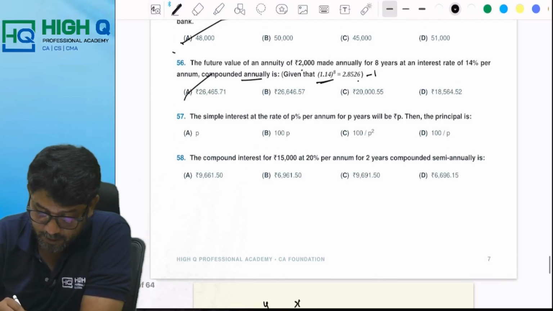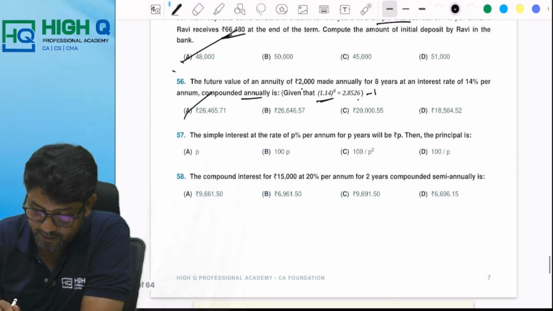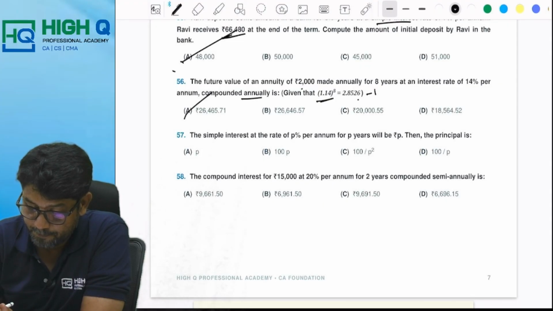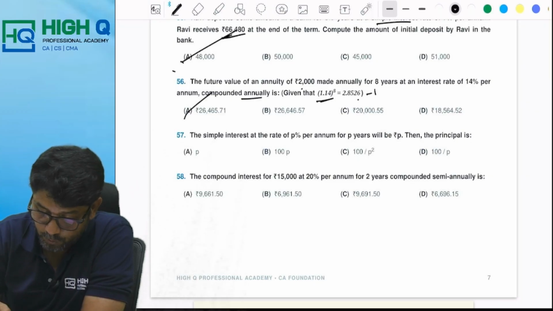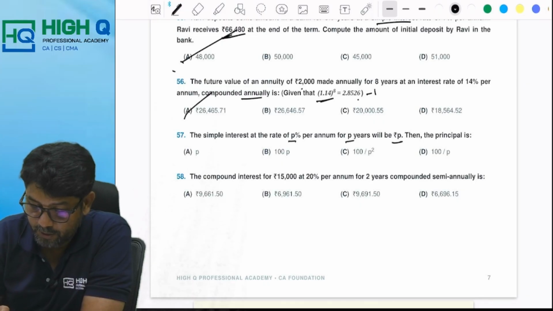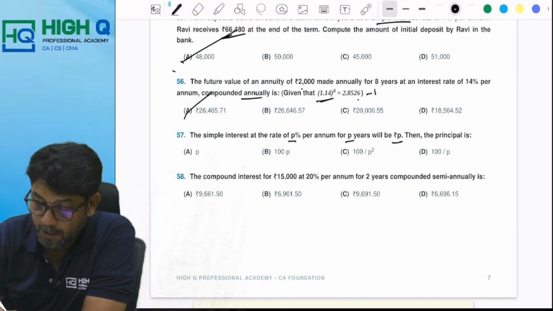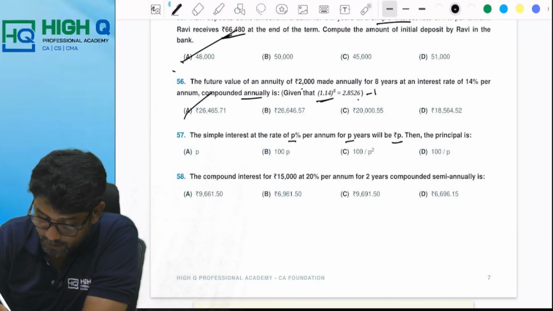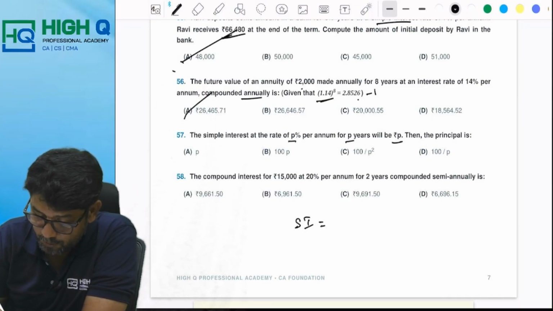Okay, next, the simple interest at the rate of P% per annum and P years will be P rupees. Then the principal is here. What is given? Simple interest also P, rate of interest also P, and the number of years also P. So they ask you to find out the principal.